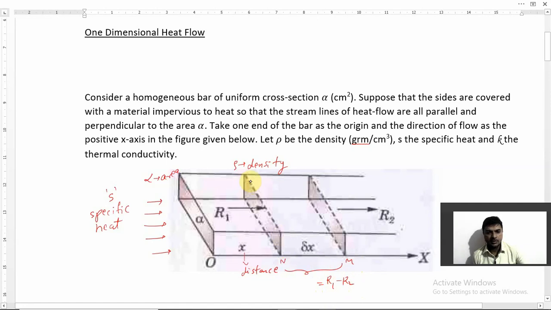So you can see in this, the temperature will be more, and when it travels a distance delta x, the temperature decreases. Therefore R1 minus R2, I am going to take the temperature difference of this. Okay, so you give this explanation, this is enough. No more explanation, 4-5 lines is more than enough. But you should understand how the heat flow takes place in this bar.